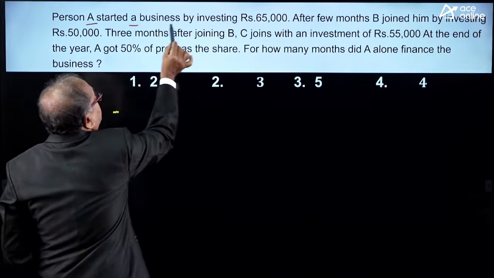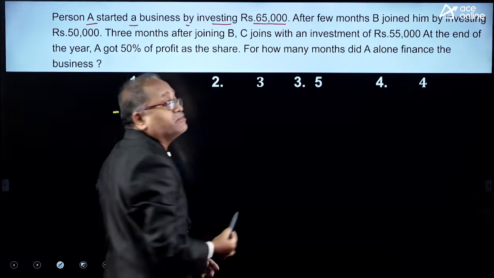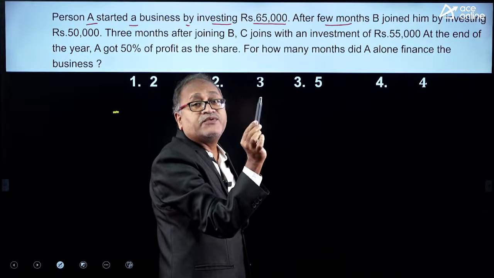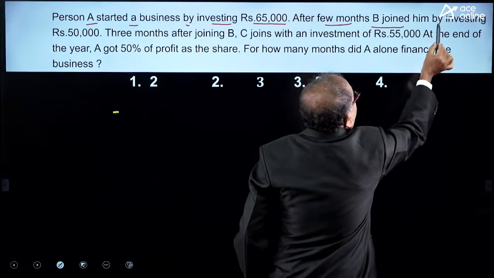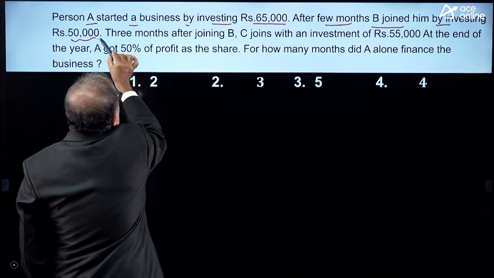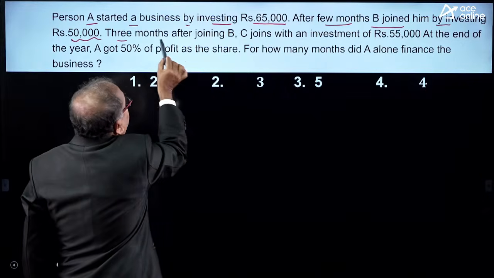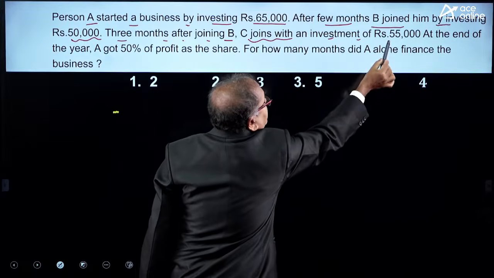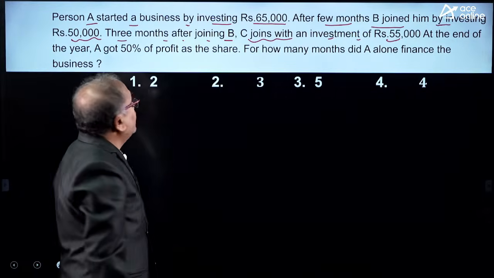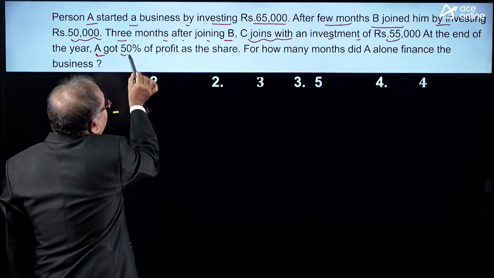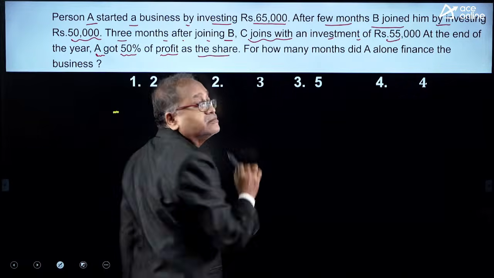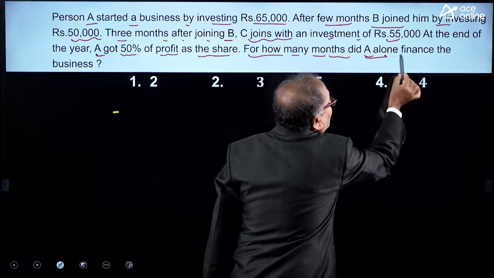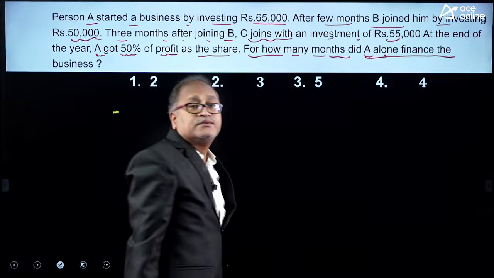Person A started a business by investing 65,000. After a few months, I don't know after how many months, B joins by investing 50,000 rupees. 3 months after B joins, C joins with an investment of rupees 55,000. At the end of the year, A got 50% of the profit share. Now the question is, for how many months did A alone finance the business?